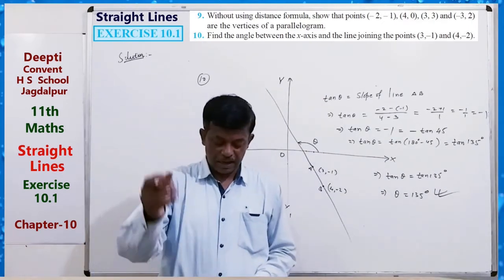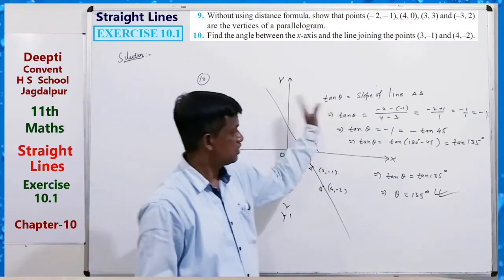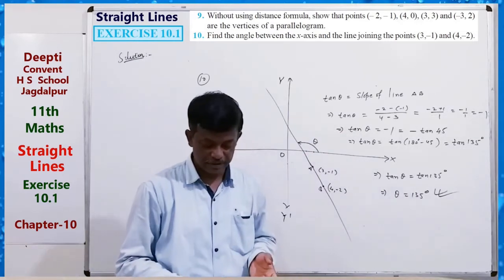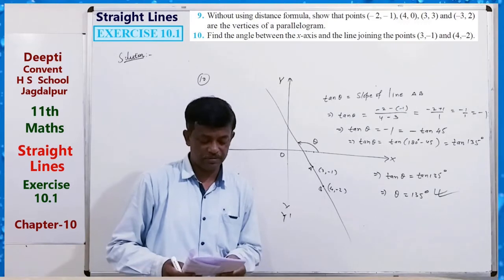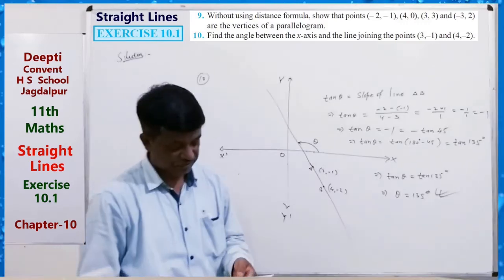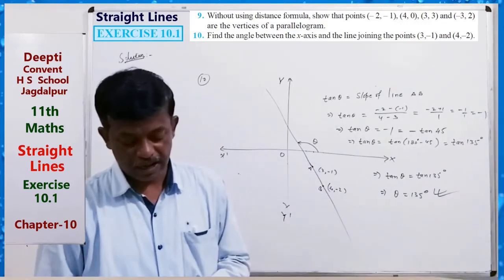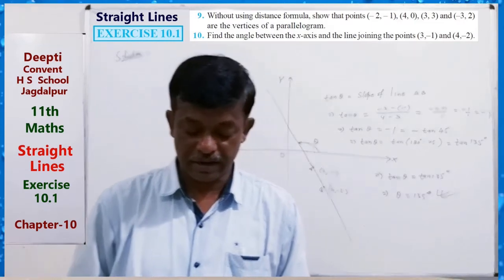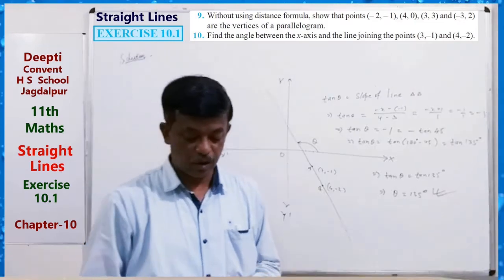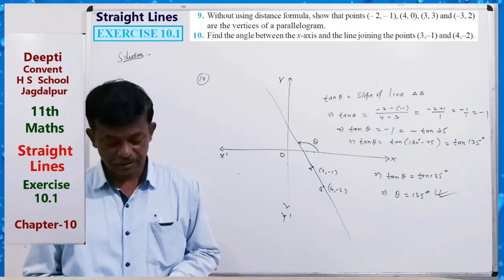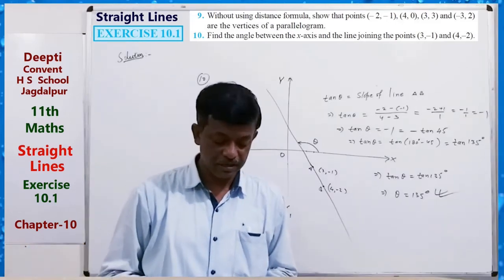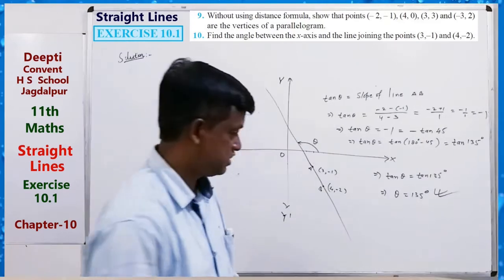So the angle between the line joining the x-axis and the line segment, from this point to this, is 135 degree. Now question 11. The slope of a line is double the slope of another line. If the tangent of the angle between them is 1 by 3, find the slope of the lines.